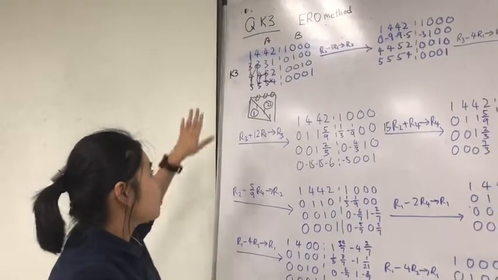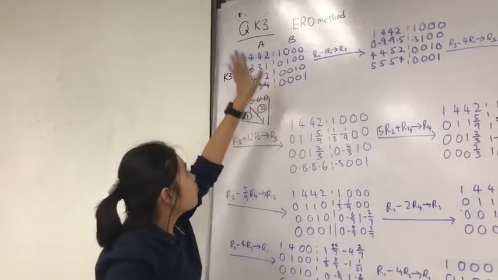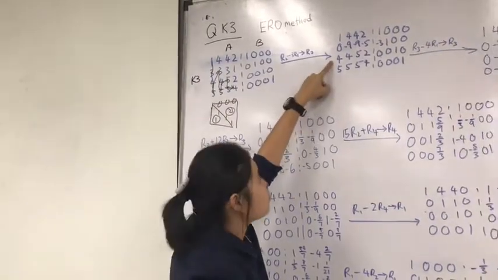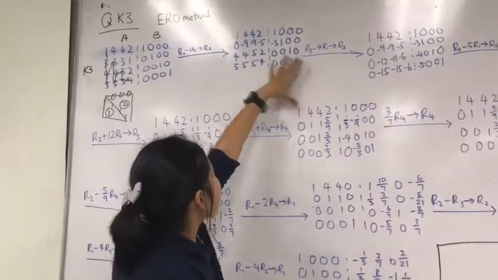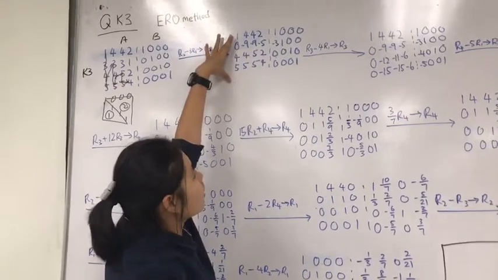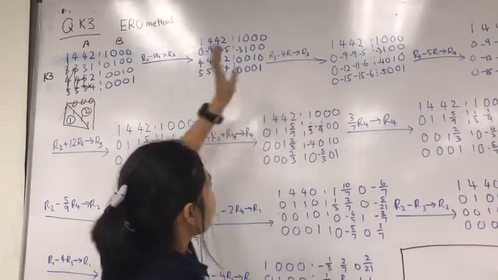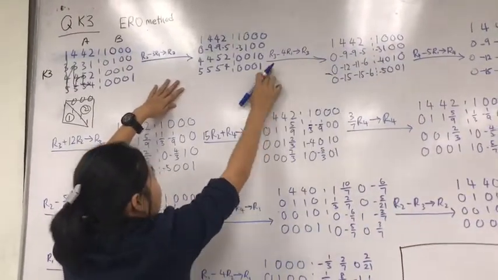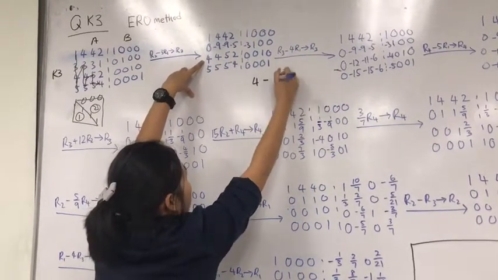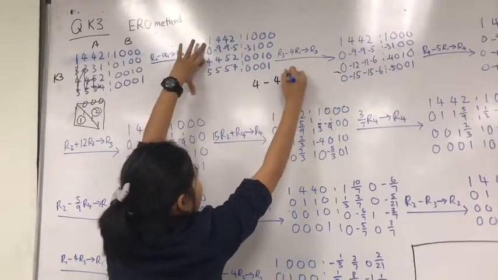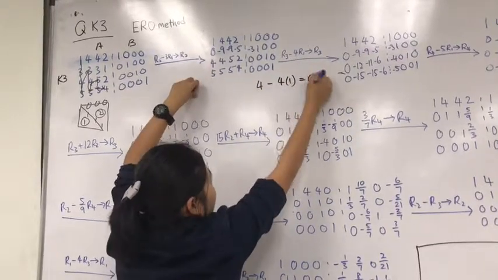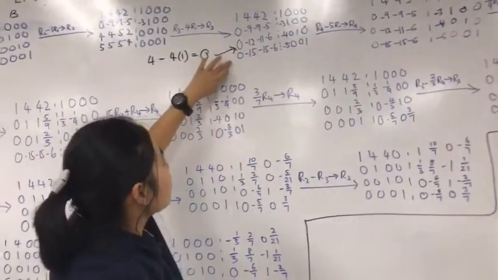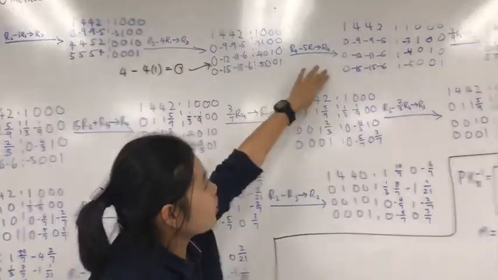My first step is R2 minus 3 times R1, and I will get a new R2. The next step is R3 minus 4 times R1, and I will get a new R3. I will give an example of how I get the 0 here. For R3 we have 4 minus 4 times R1, which equals 4 minus 4 equals 0. So I get this value. The next step is R4 minus 5 times R1, and I get a new R4.